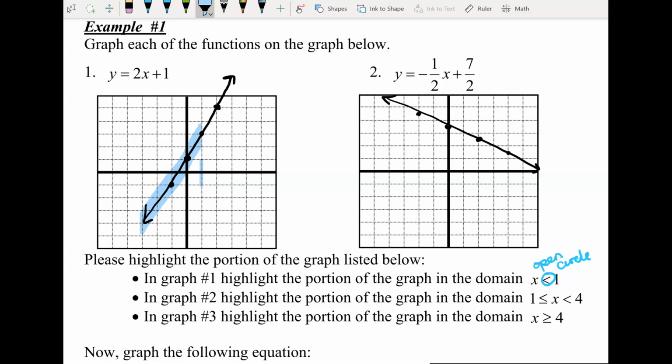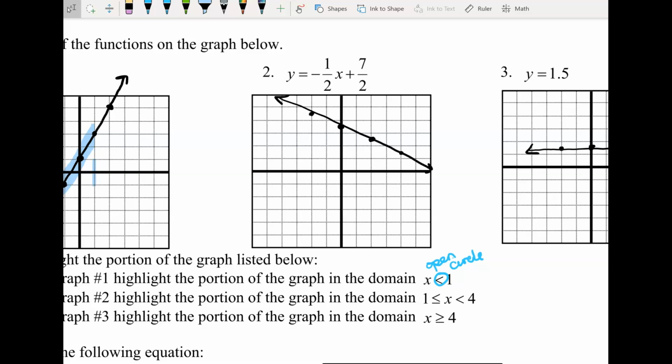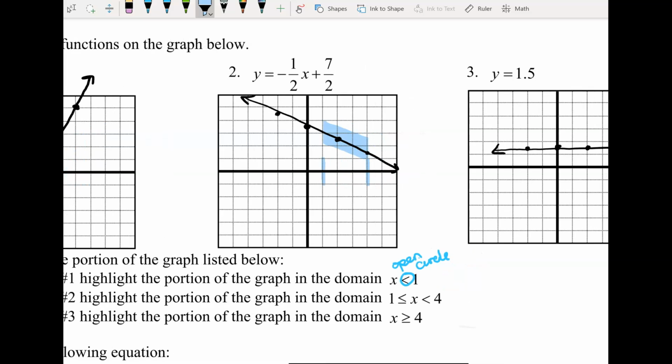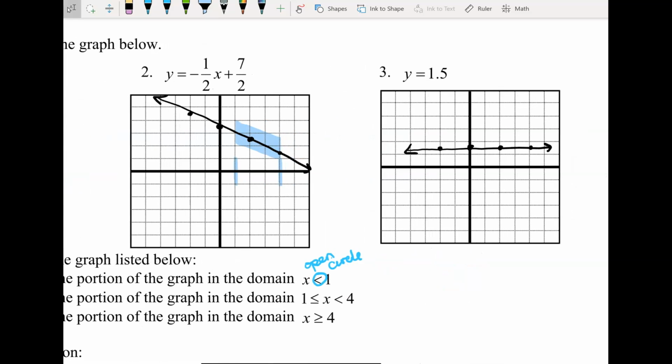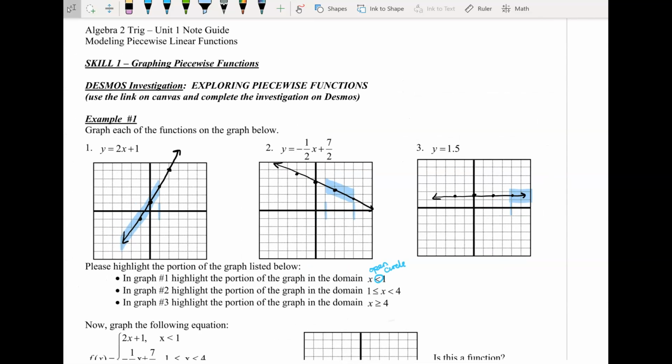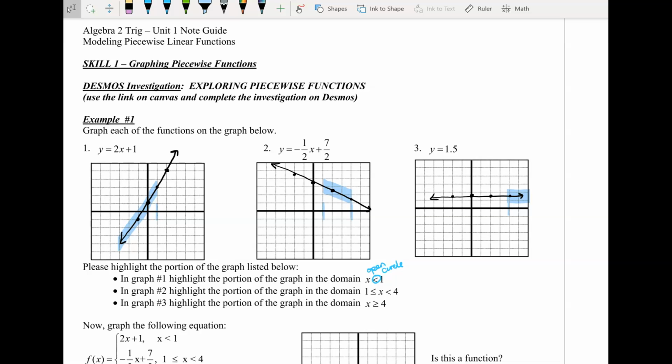For number 2, highlight the portion where x is greater than or equal to 1, but less than 4. So I'm going to be highlighting this piece of the function. And last but not least, for graph 3, where x is greater than or equal to 4, that's from here on. So we graphed the 3 given functions. They are functions because their x values do not repeat. Their domain elements are unique. They passed the vertical line test, right? And then we highlighted where their domains were restricted.